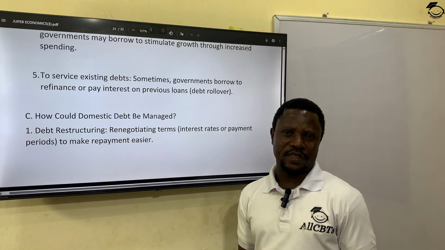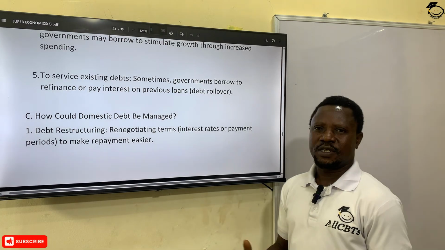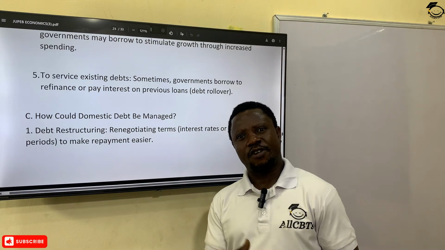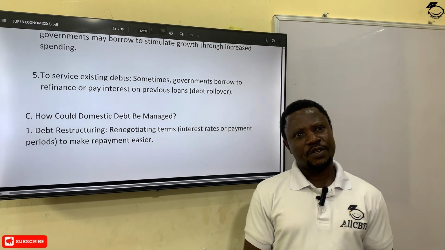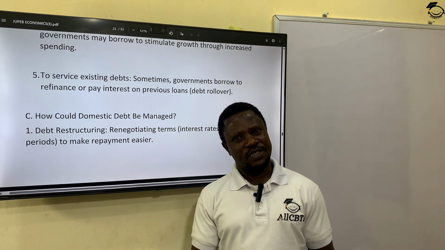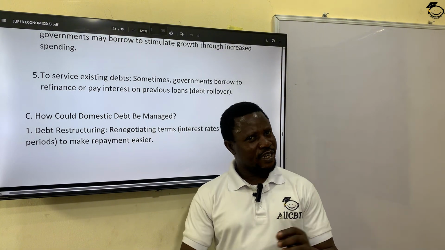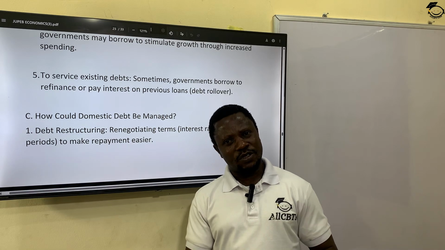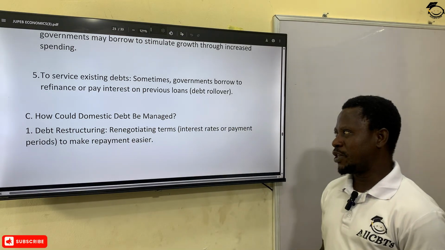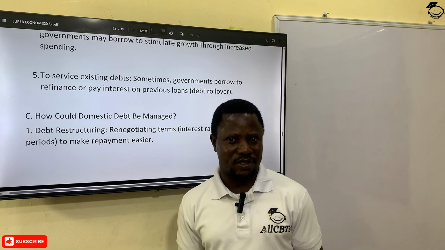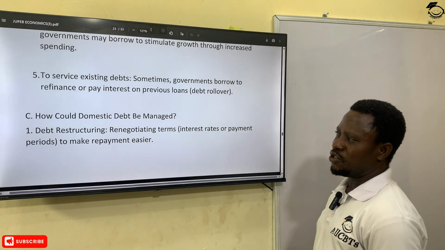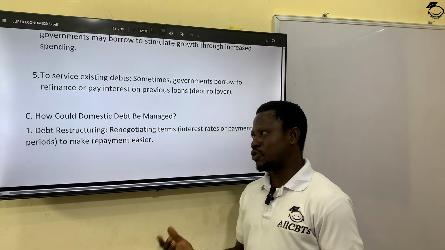How do I mean by this? They can renegotiate the terms, the interest, and the payment periods. Possibly they agree with the internal creditors that they will pay back within 3 years. Okay? Government can renegotiate the number of years if it can be extended to 5 years for easy payment, or they can also renegotiate the interest rate on that particular debt.